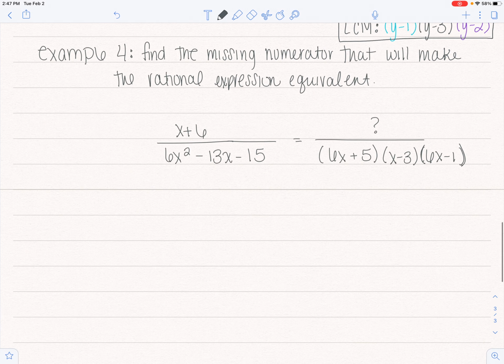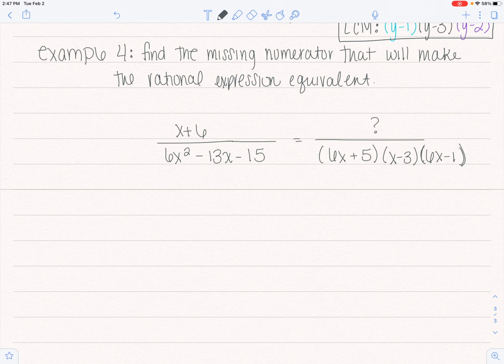All right, here's my last example. Find the missing numerator that will make the rational expression equivalent. So on the left, I have this fraction, x plus 6 over 6x squared minus 13x minus 15. And I want to know, what do I need to multiply this by to get to this fraction? That's essentially what Hawks is saying.